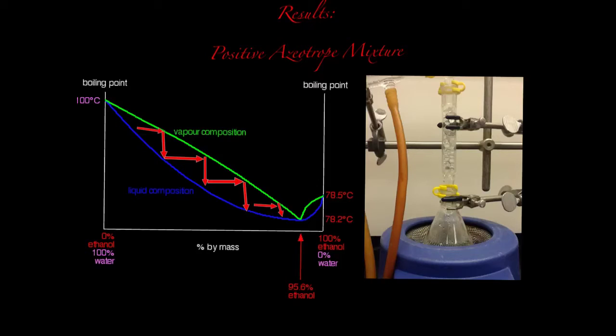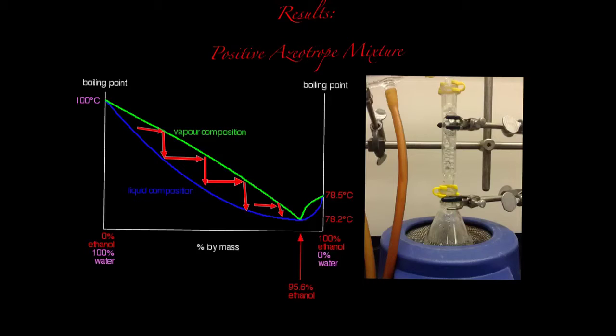This is a more efficient way of doing the experiment. We reach a point, for ethanol, up to 95.6%, which is the most possible, the purest substance we can get using this fractional distillation.